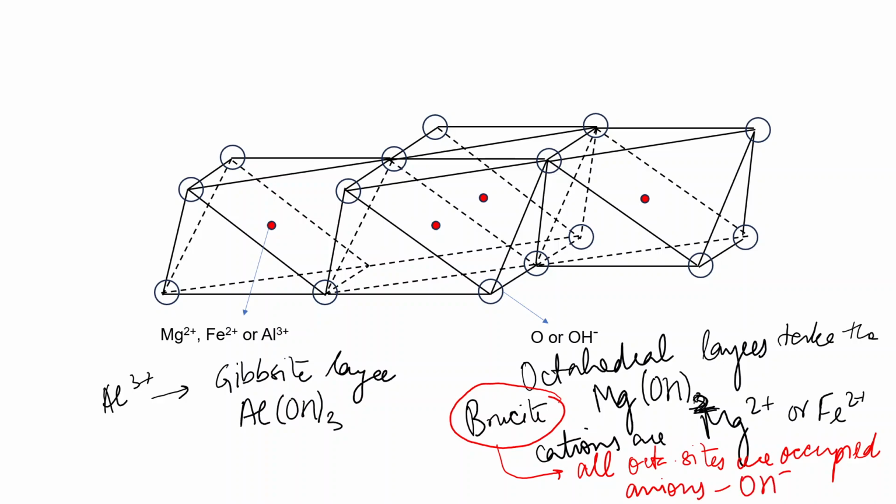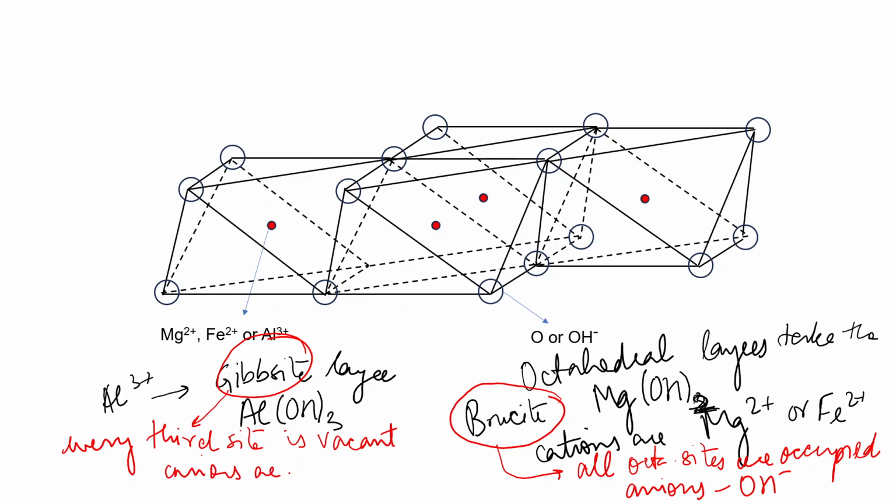While in the gibbsite layer, every third cation site is vacant. It is unoccupied. And again, all the anions are OH minus. So this is the common thing which is found in the structure of mica.